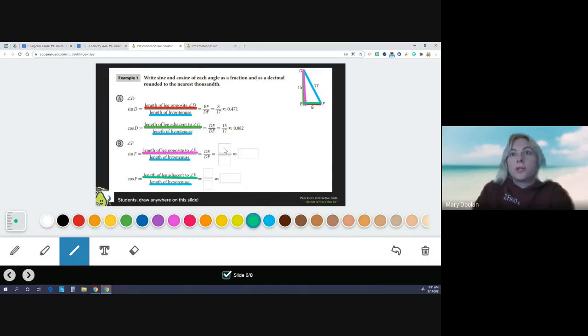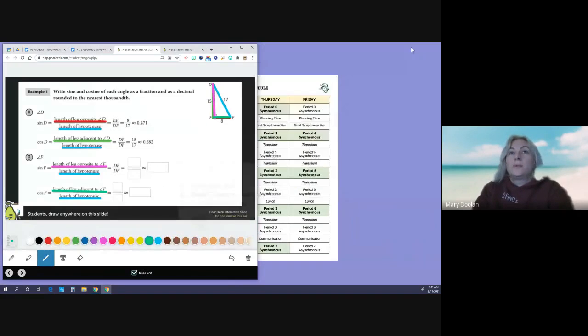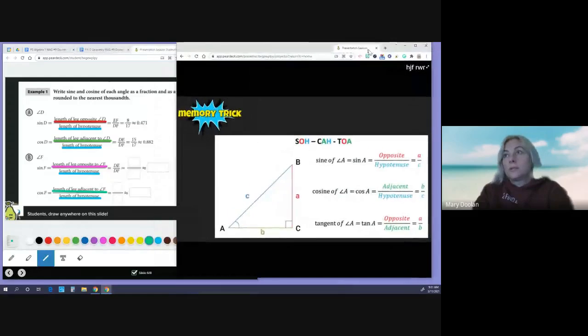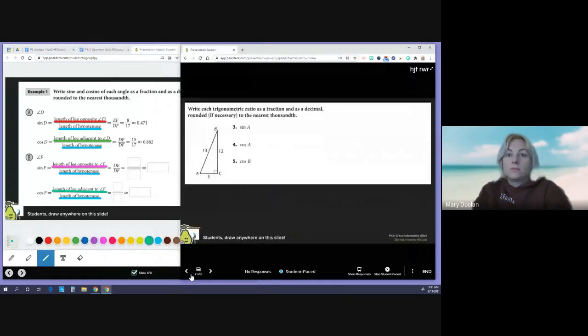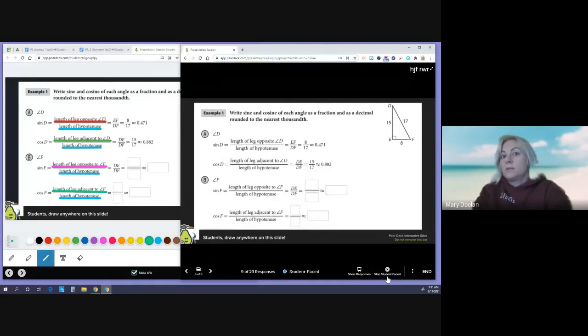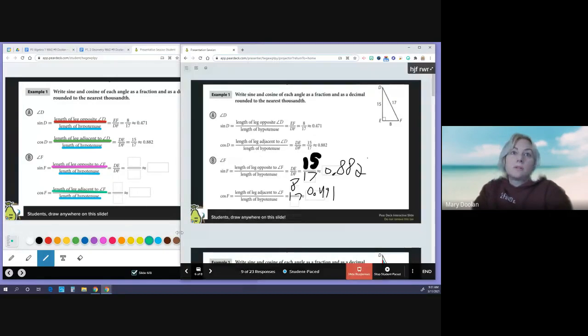So we've got to figure out what numbers go here and here. DE over DF. What numbers go here and here, and then we've got to round both of these. So let's see how we are doing with this. Put this out here. Go to the slide and show some responses.